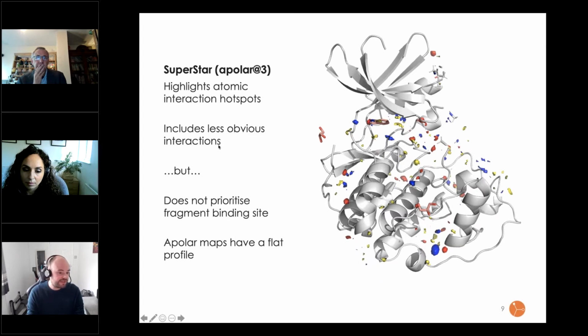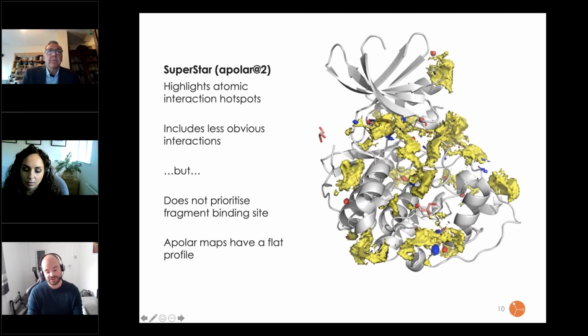But in terms of using SuperStar across an entire protein structure, it doesn't quite prioritize the fragment binding site. So here we're looking at CDK2 as an example. And also the apolar maps tend to have quite a flat profile. So here I've got the grids contoured at a score of 3, so the apolar surface shows anything with a score of 3 or above. And if I drop that contour down to just 2, suddenly we see the apolar propensity is quite prevalent across the protein. So again, it's not at this stage. It provides access to fantastic data, and it's a great tool when you know the pocket that you're looking for. But this can't be used for a global search.